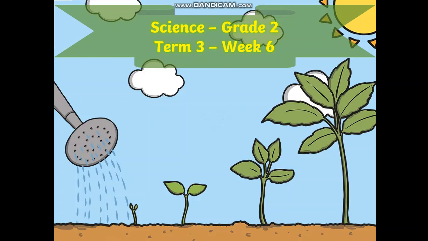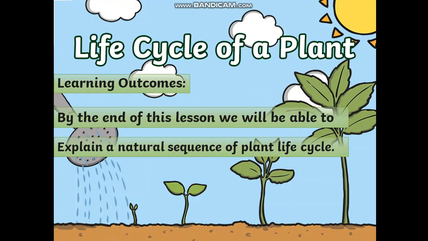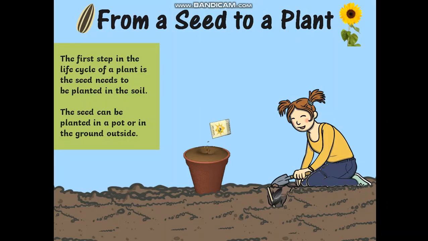Children, this is our Grade 2 Science lesson of Term 3, Week 6. By the end of this lesson, we will be able to explain a natural sequence of plant life cycle, from a seed to a plant.